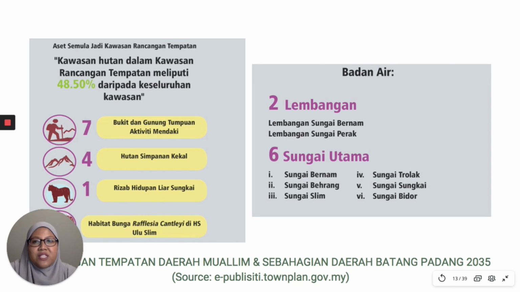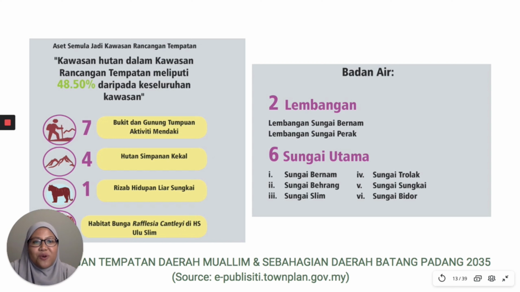And the report identified that there are 7 hills and mountains that could be used for hiking. There are 4 forest reserves and 1 wildlife reserve. So it demonstrates how Tanjung Malim has a lot of natural resources that need to be considered and be in well balance when planning for its future towns and neighborhoods.